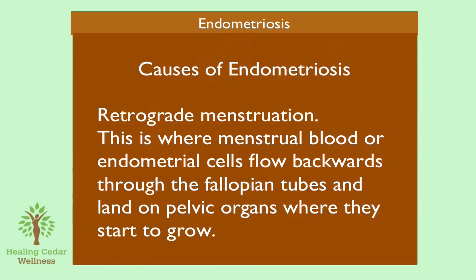So we unfortunately don't know the exact cause of endometriosis, but several theories do exist. I'm going to be talking about the two most common theories out there. The first theory is retrograde menstruation, and this is where the menstrual blood and endometrial cells flow backward through the fallopian tubes and land on pelvic organs where they start to grow.